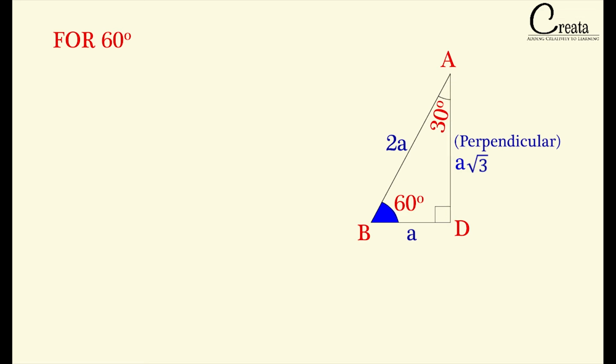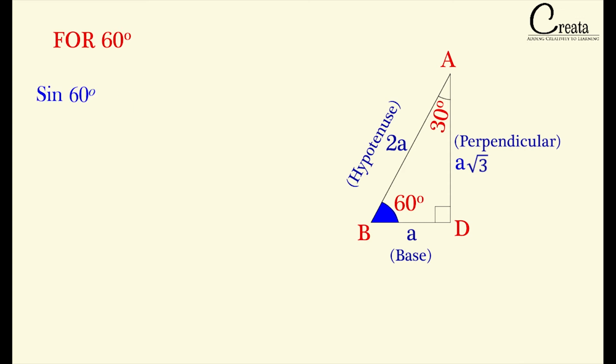And base is the side which is between angle 60° and angle 90°. So here side BD is base, that is A is the base. And the hypotenuse is the side opposite to angle 90°. So AB is hypotenuse, that is 2A. Now we know perpendicular, base and hypotenuse. So we can easily calculate the trigonometric ratios.